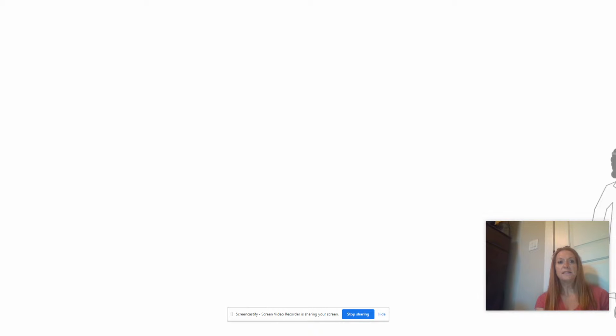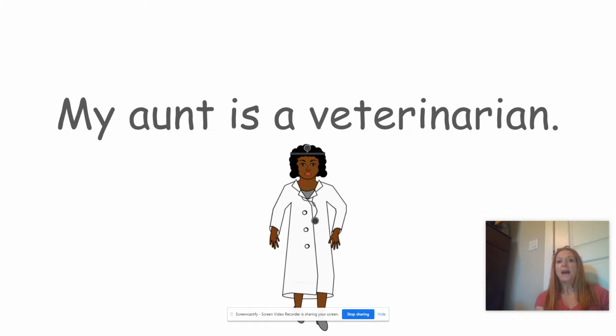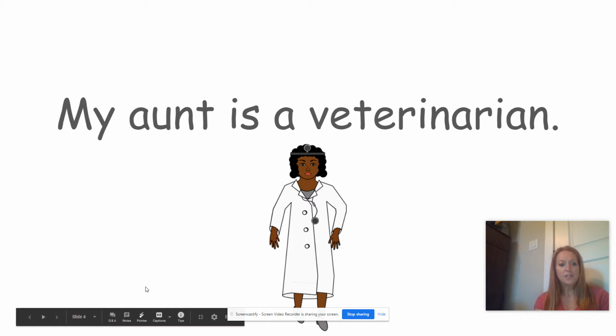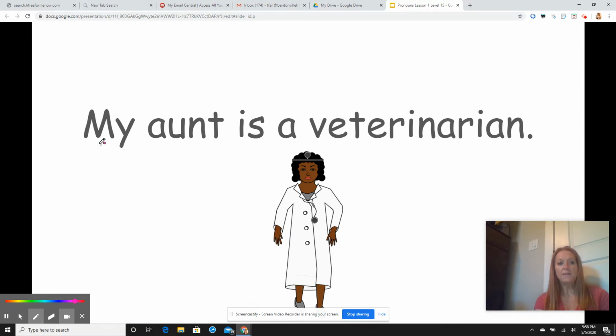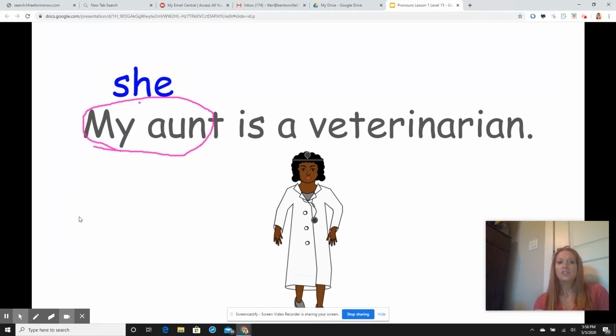Okay, let's look at this sentence. My aunt is a veterinarian. What's the subject of the sentence? That's right, the subject of the sentence is my aunt. So let's circle this: my aunt. Let's think of a pronoun that we could put in place of my aunt so it won't change the meaning of the sentence. What do y'all think it would be? That's right, it is she. She is a veterinarian.